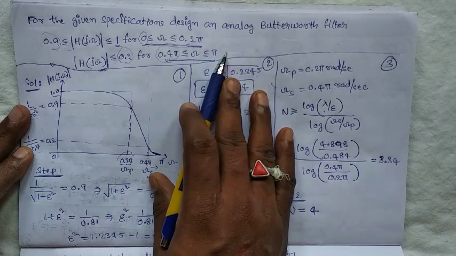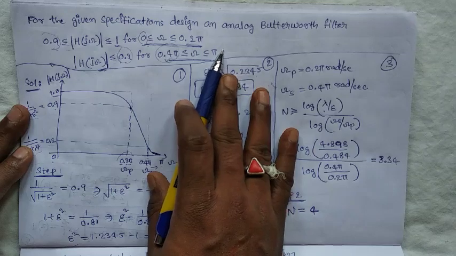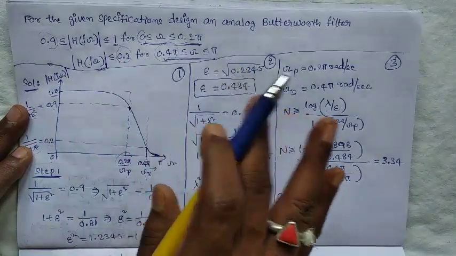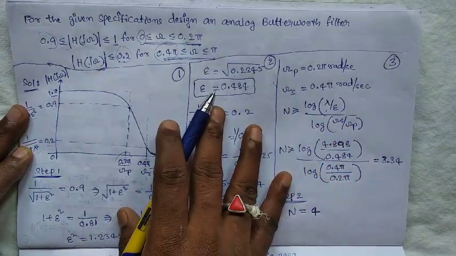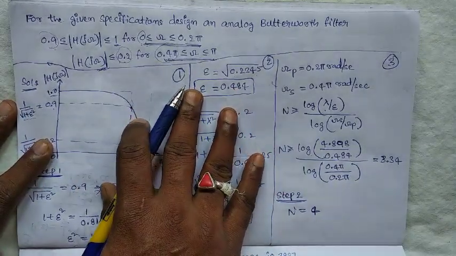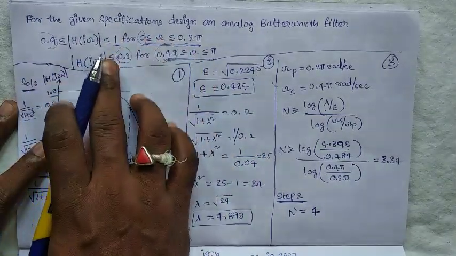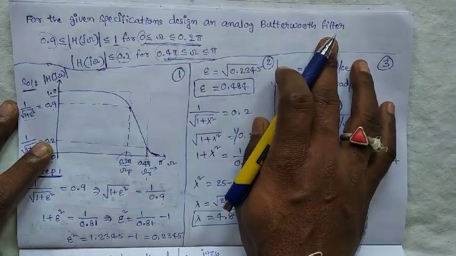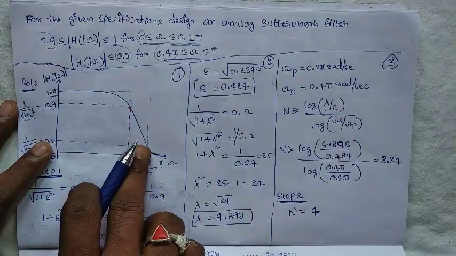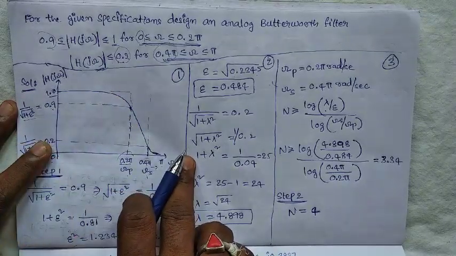What are the steps to design the analog Butterworth low pass filter? The magnitude response of the analog Butterworth filter is as shown in the figure. The following are the steps to design the analog low pass filter. What is the first step? In the first step we are determining the order of the filter. From the given specifications, we are designing the analog Butterworth filter, which has a monotonic response in both the pass band and the stop band.